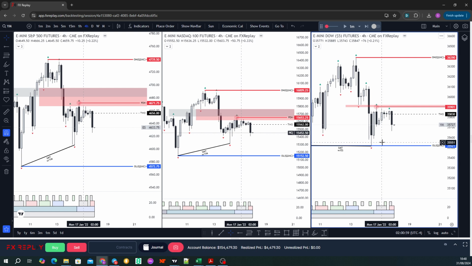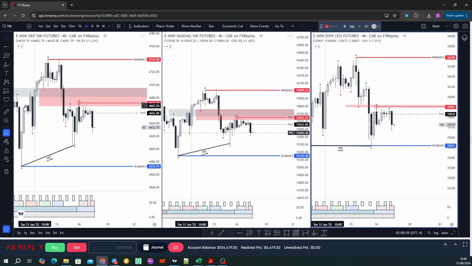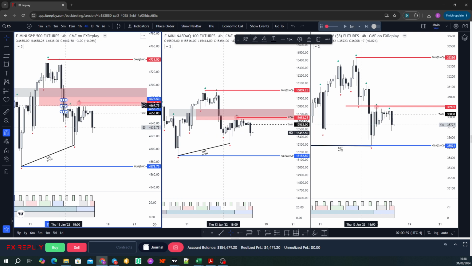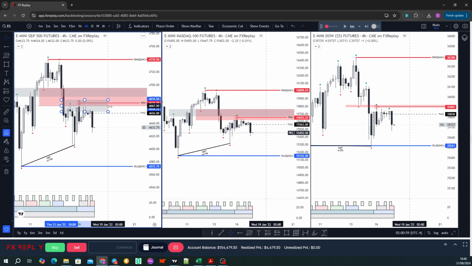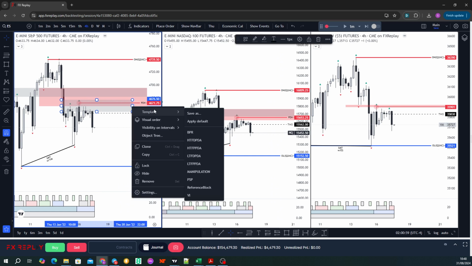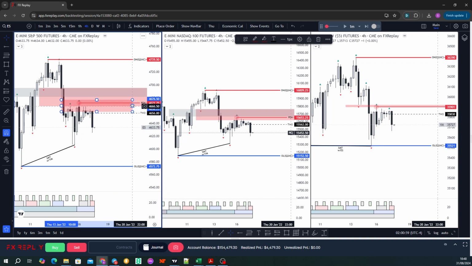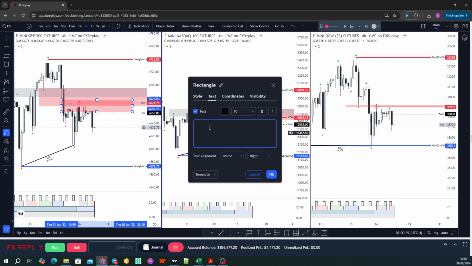Right now I'm not looking for longs. I want to see shorts. And we've seen a level of support in this area, which I will just mark up. Let's just do it there for now. Okay, certainly for ES.